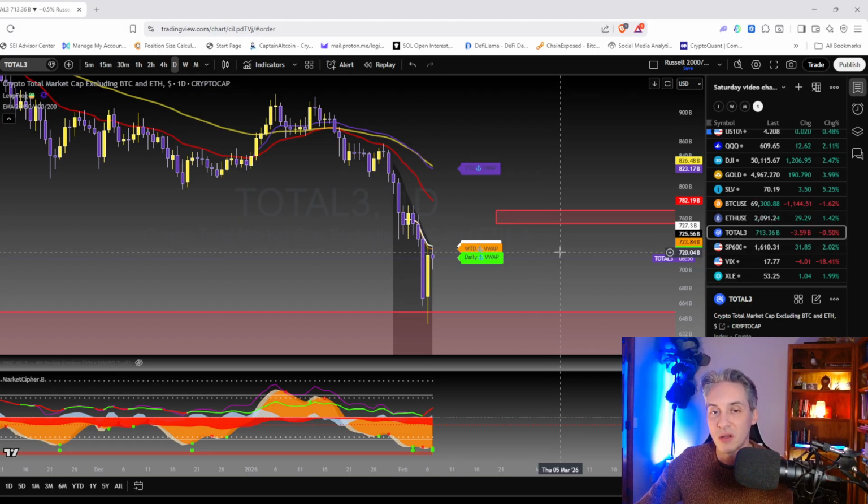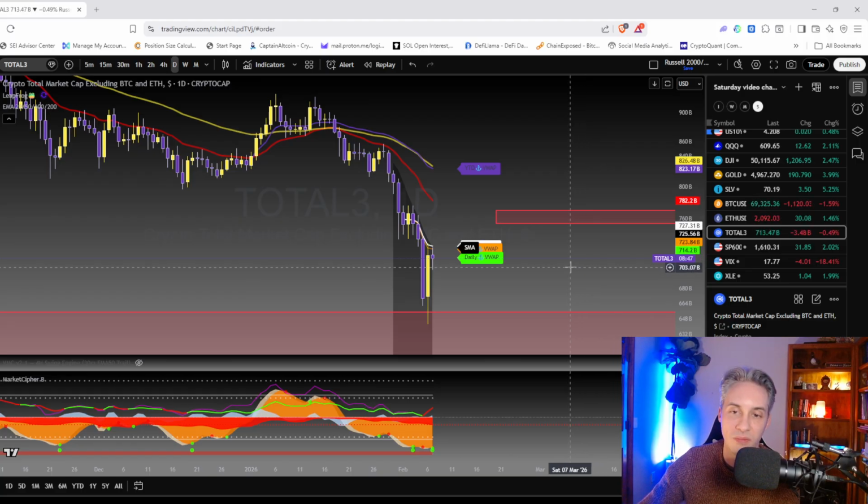But again, you're stuck under these volume weighted moving averages. You're nowhere near your 20 or your 50. If anybody's telling you that crypto's back, they're not looking at the same things that we're looking at.